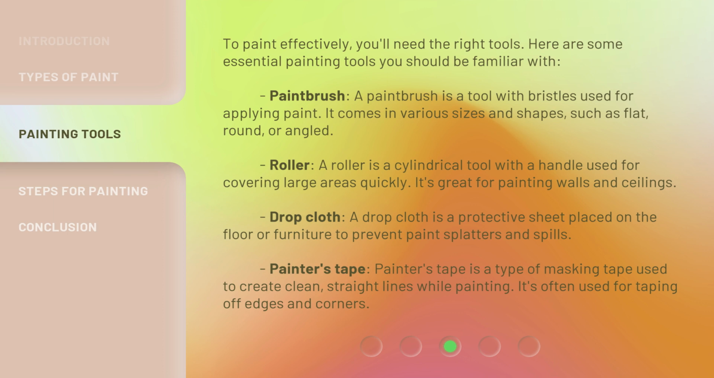Drop cloth. A drop cloth is a protective sheet placed on the floor or furniture to prevent paint splatters and spills. Painter's tape. Painter's tape is a type of masking tape used to create clean, straight lines while painting. It's often used for taping off edges and corners.